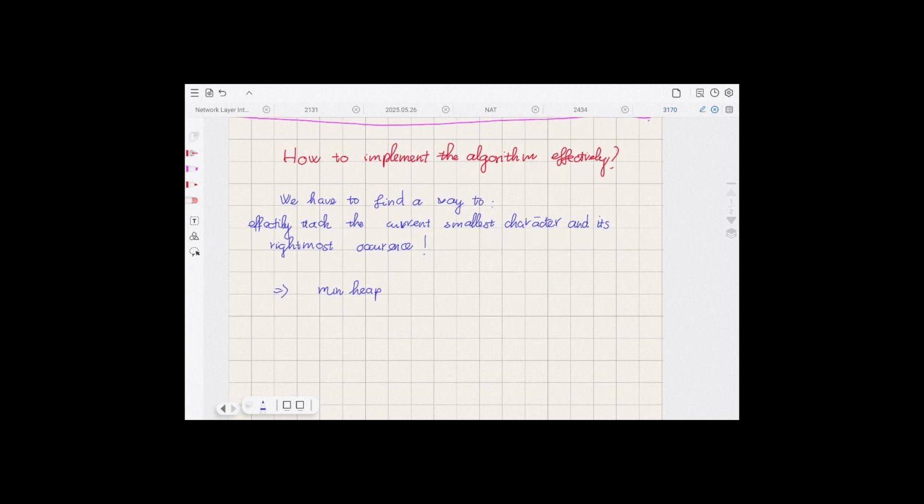Yes, it's a minHeap. We always maintain the character as we look through all the characters and its index, right? But we would like to use the biggest index, the rightmost one, so we will take the negative of it. That's it. Let's code it up.